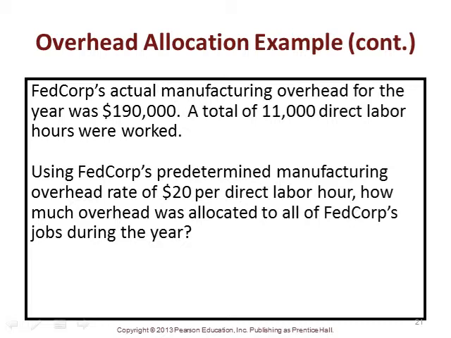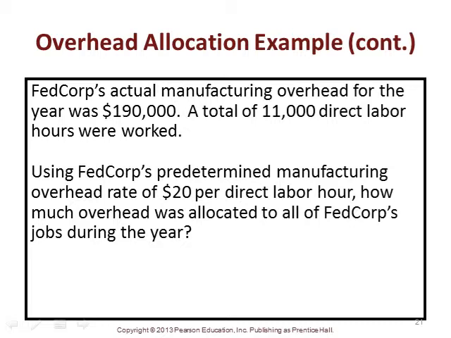So that's our projection, right? And so we allocate it out through the year, because we have to do this through the year. We allocate it out based on $20 per direct labor hour. Now, how does that compare at the end of the year to what our actuals ended up being? So FedCorp's actual manufacturing overhead for the year was $190,000, with a total of 11,000 direct labor hours worked. So essentially, we had $190,000 in manufacturing overhead, which is less than what we projected, and we had a total of 11,000 direct labor hours, which is more than what we projected.